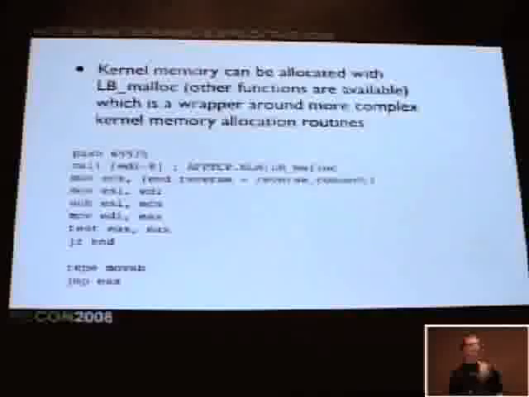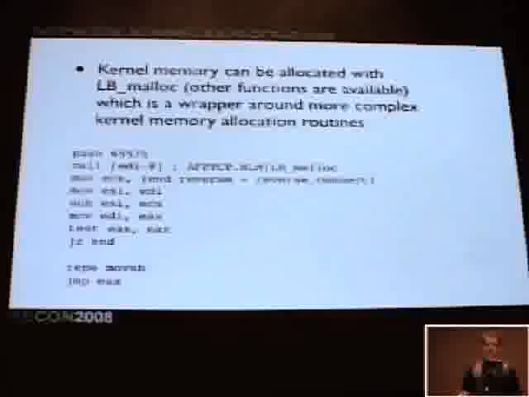So to allocate kernel memory, there are lots of functions. It's kind of complex in the kernel itself, but the good thing is there are a lot of wrappers around those functions, like lb malloc. So we just have to use this function to allocate a huge chunk of memory, copy the payload, and go to this memory.